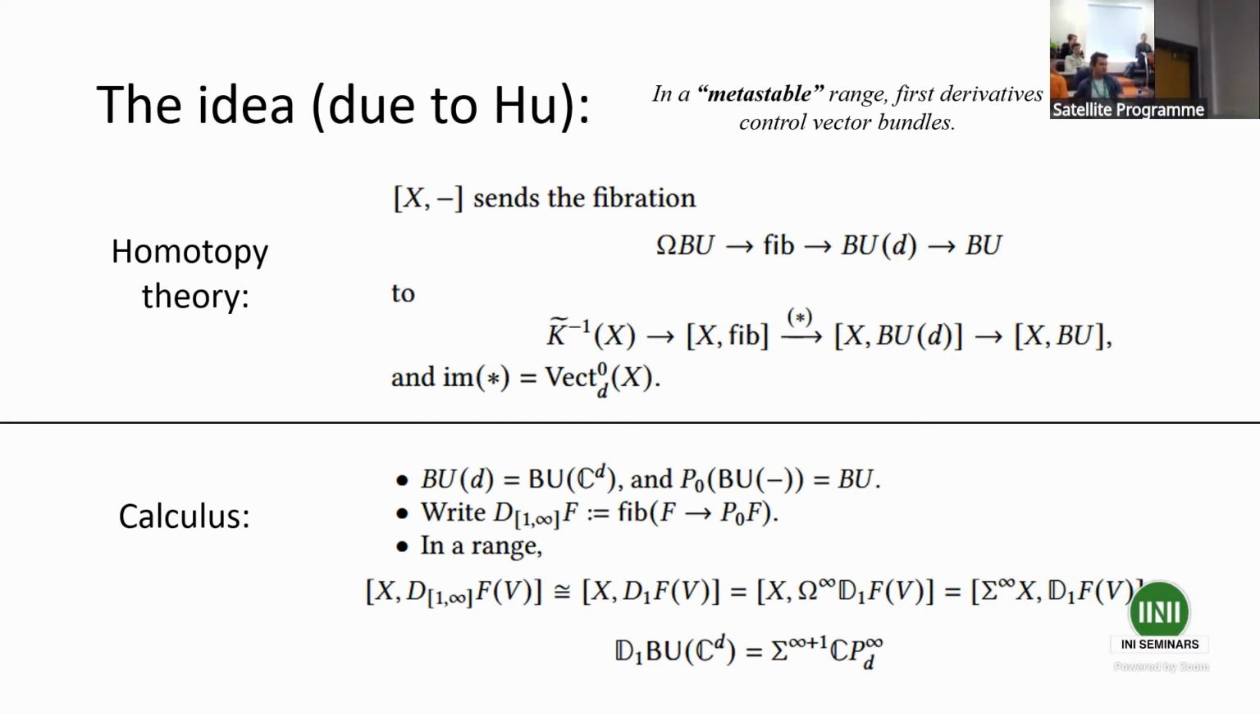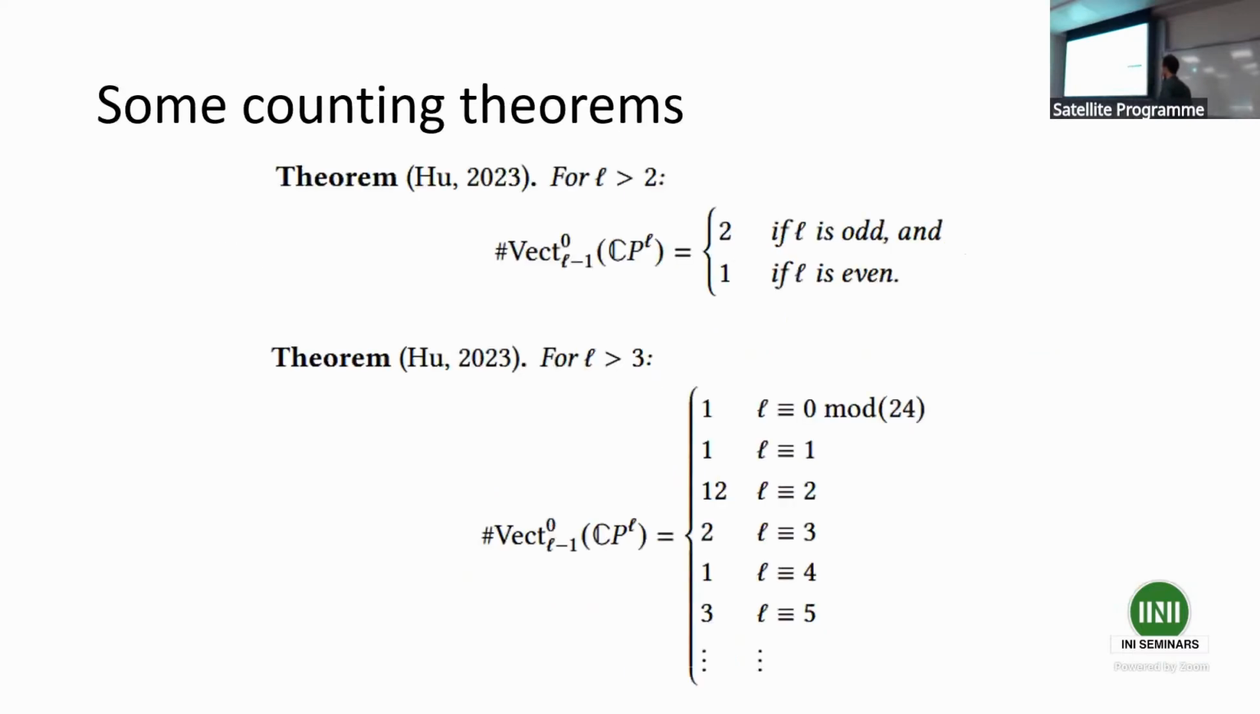Again, sorry? The metastable thing in the... Aha! Yes. So that's meant to be a vague moral: in a metastable range, the first derivative controls vector bundles. And I'm going to define metastable to be in a range. The range is the range in which this isomorphism holds. So if you like, it's the minimal connectivity of D2, D3, D4, and so on. I'll be a bit more precise about this on the next slide in the table even.